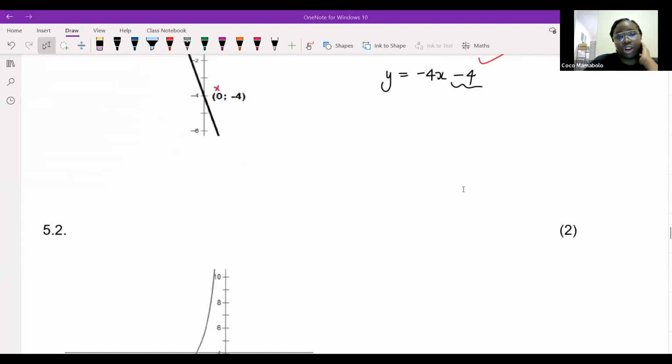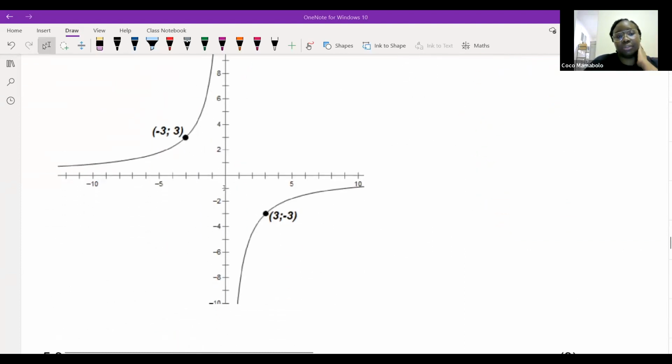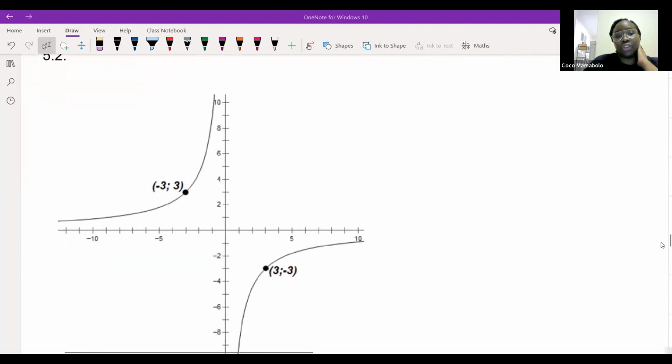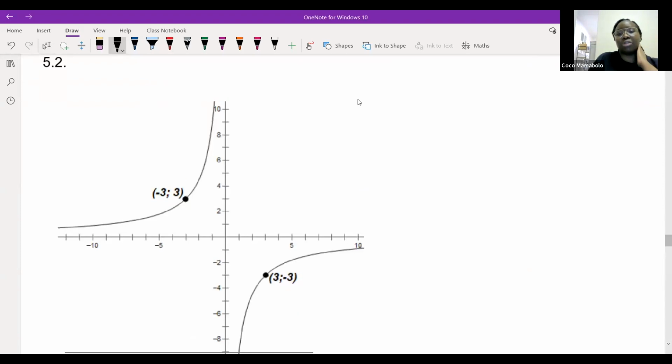All right, peeps, let's have a look at this one. This graph over here is a hyperbola. I'm going to help you guys out by giving you the formula: y is equal to a over x plus q. Now, I'm going to be nice. This particular question doesn't have a plus q. We are only trying to find a. That's why it's only worth 2 marks. Find me a.